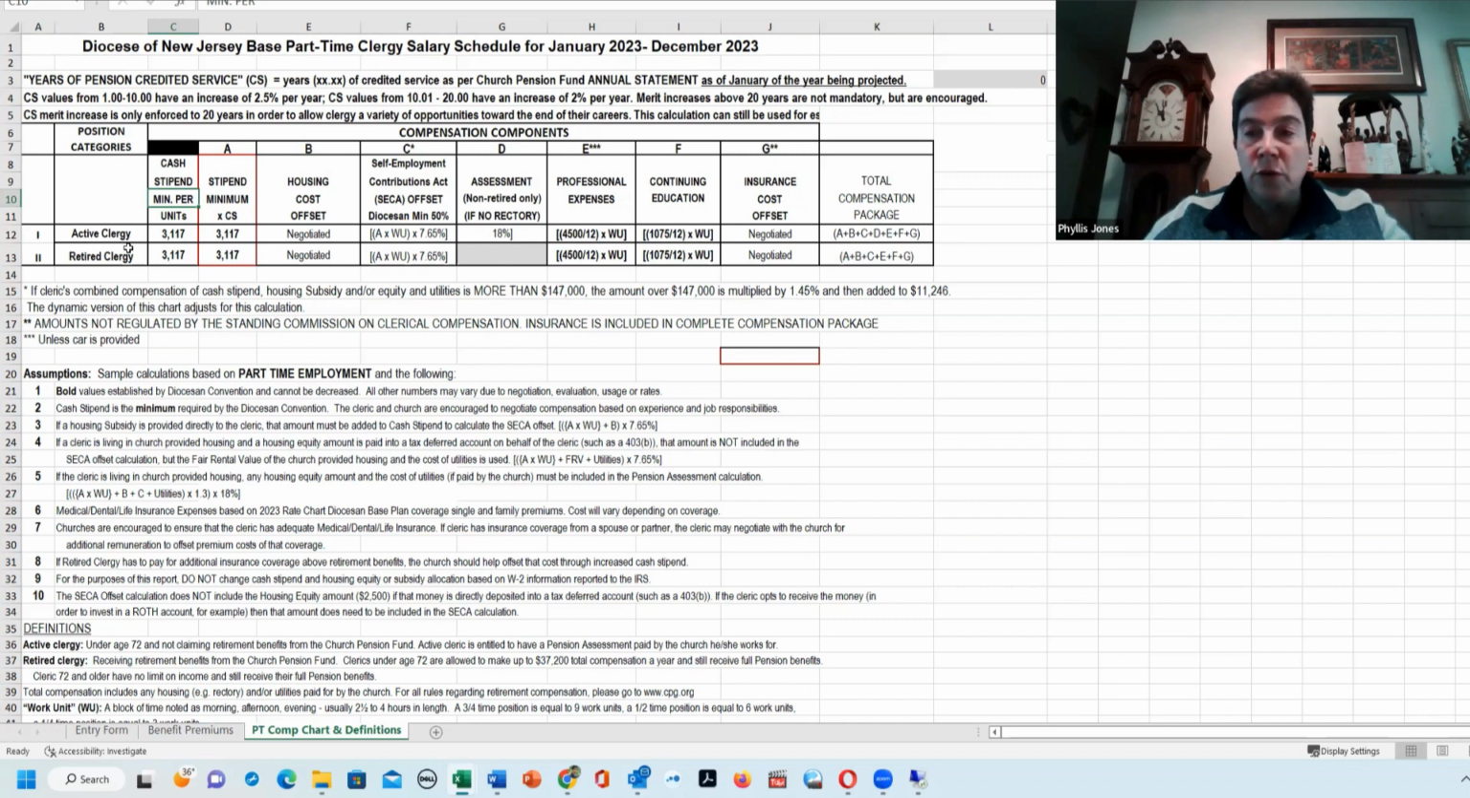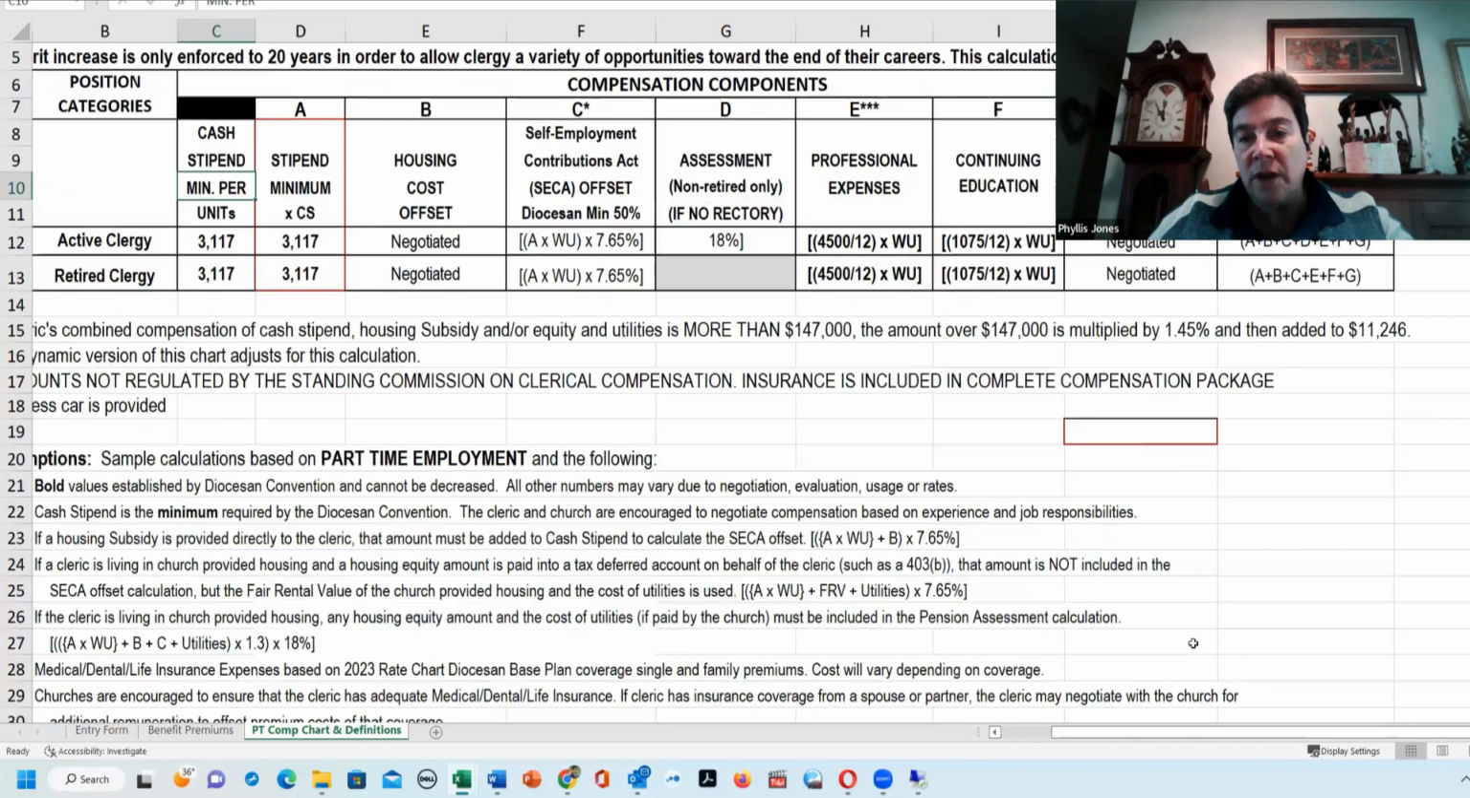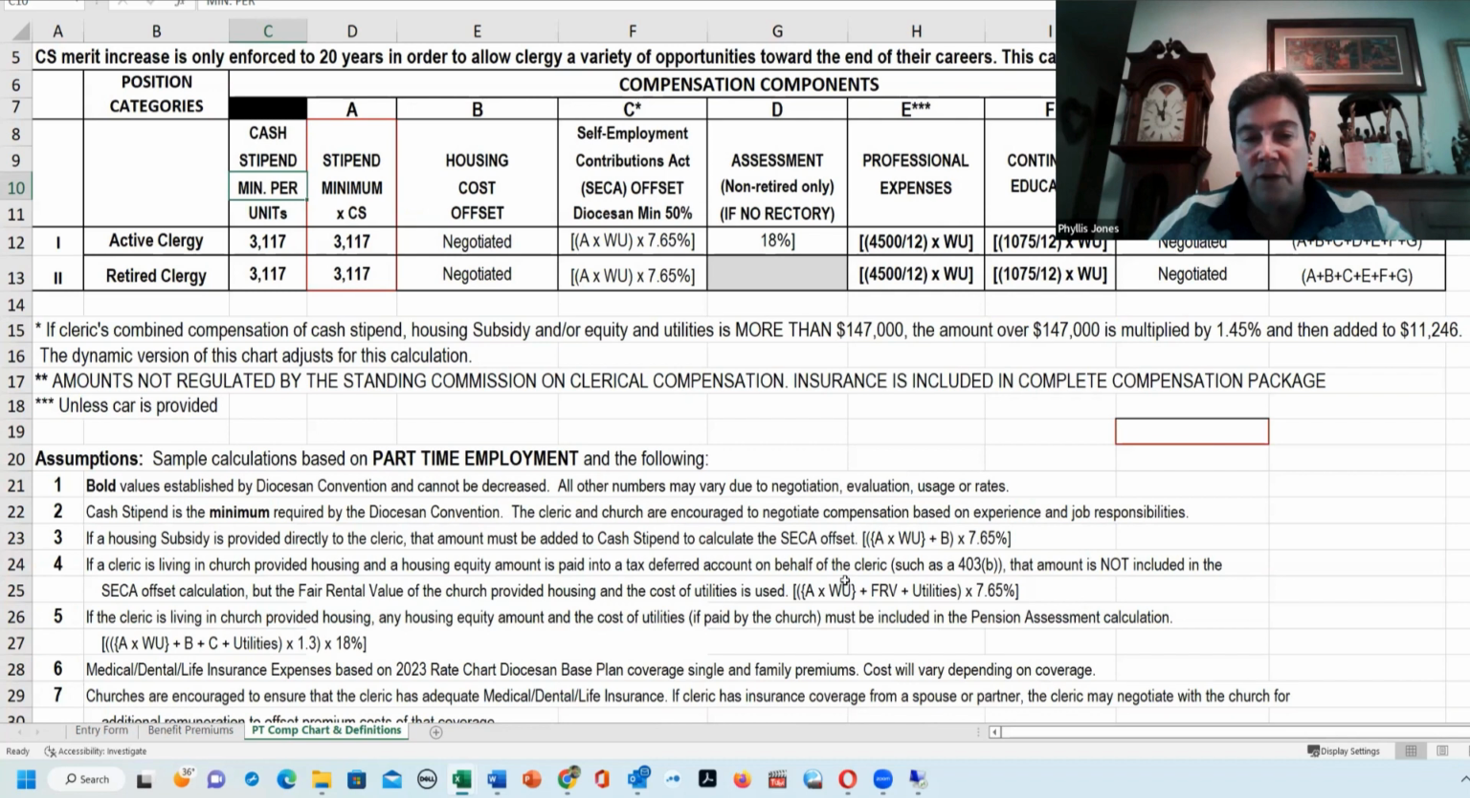at the age of 72, there's a mandatory requirement for clergy to retire. If the clergy person wishes to continue, then that's something they have to take up with the bishop. But they can retire for CPG purposes prior to age 72. So if they're 65 and retired for CPG purposes, then they would fall under the retired clergy classification in these worksheets.